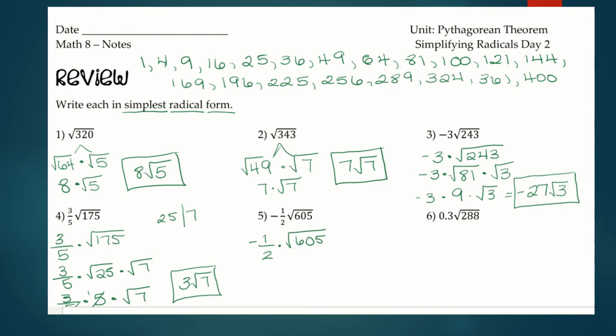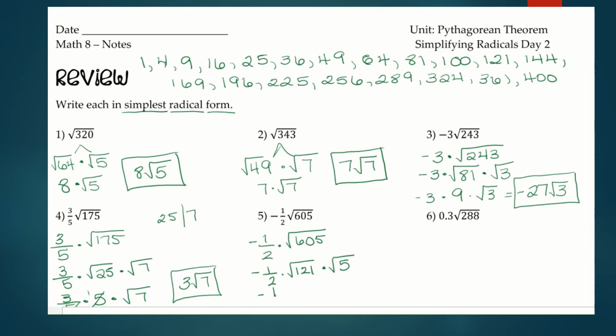605 divided by 225. Does that give you something whole? No, it does not. So we are not looking to use 225. I'm going to try 605 divided by, let's try 121. Aha. So 605 divided by 121 gives me 5. Notice how 121 is a perfect square, 5 is not, and it doesn't have any factors that are perfect squares either. So we know we've picked the right factors here. So -1/2 times the square root of 121 times the square root of 5.